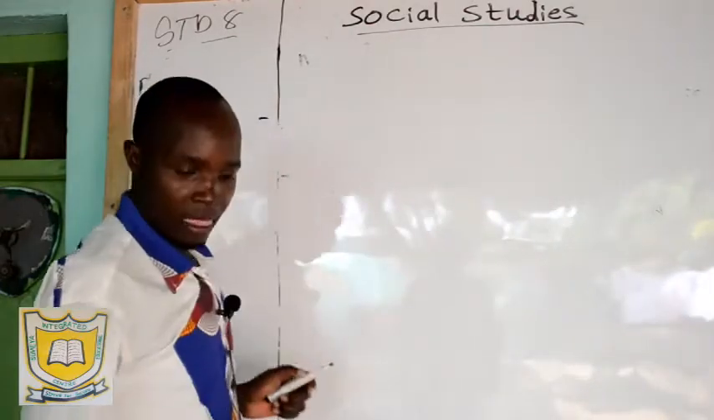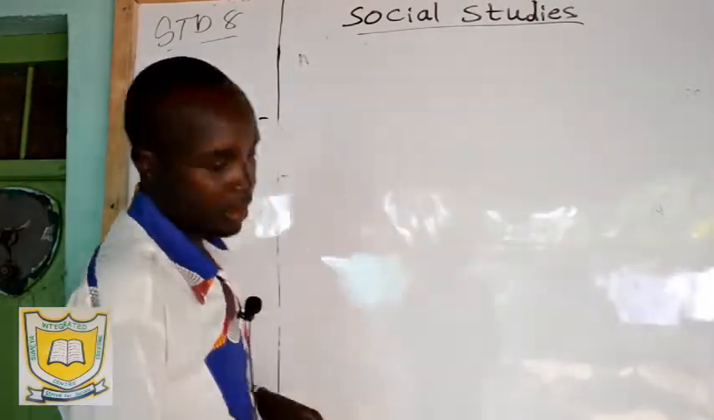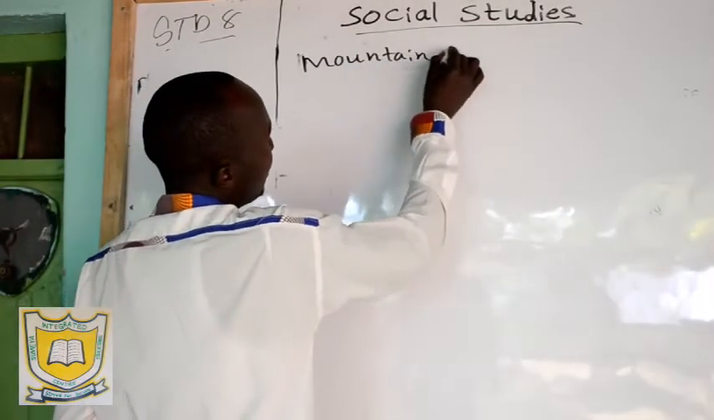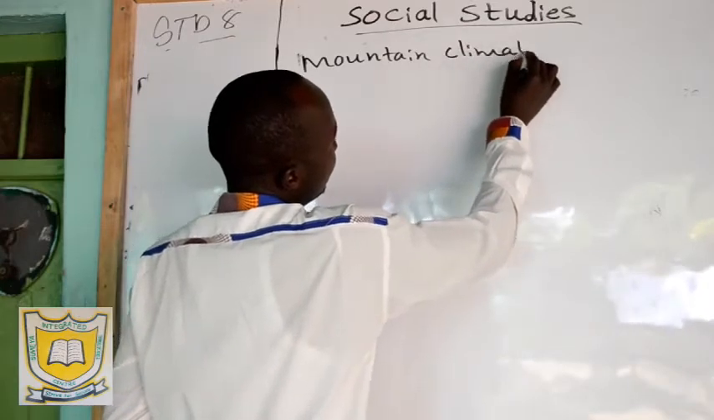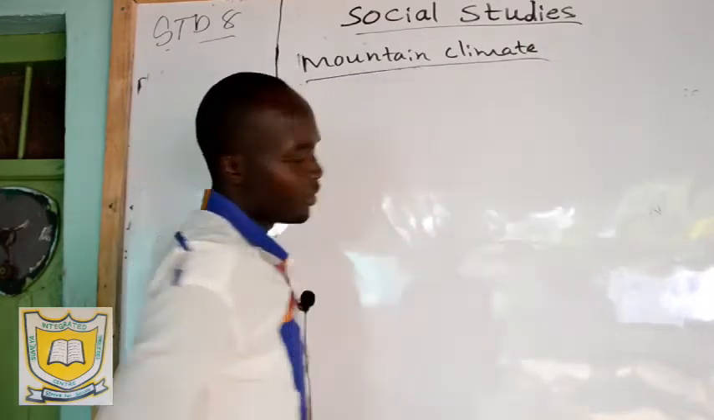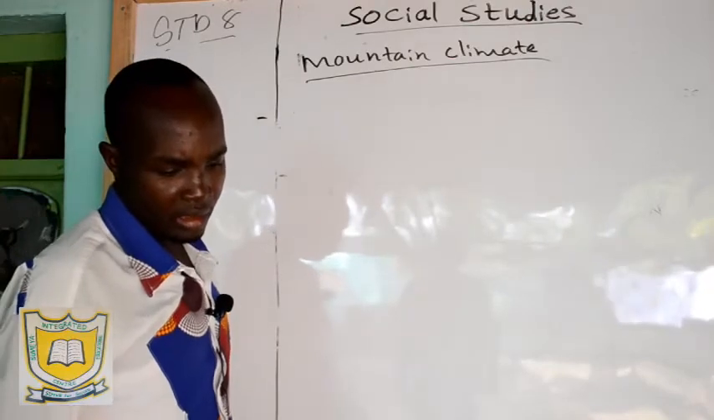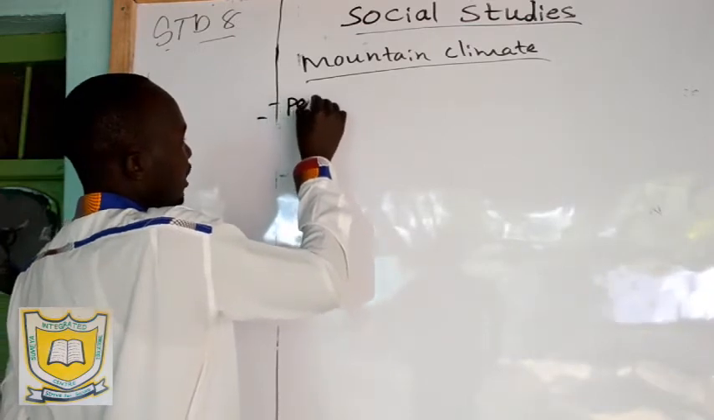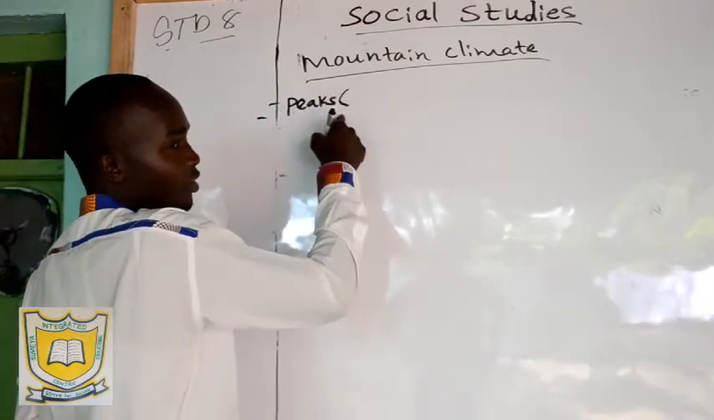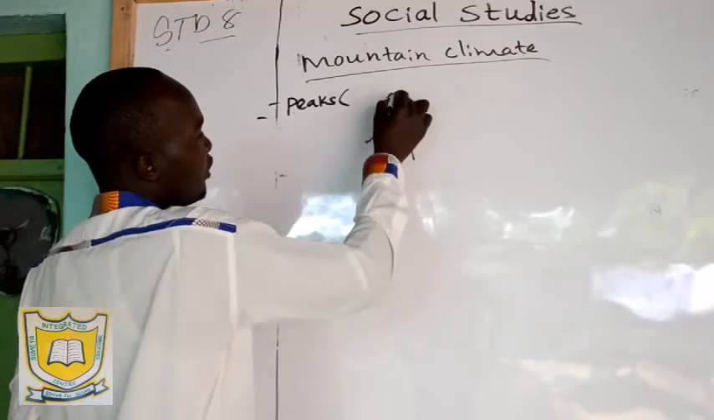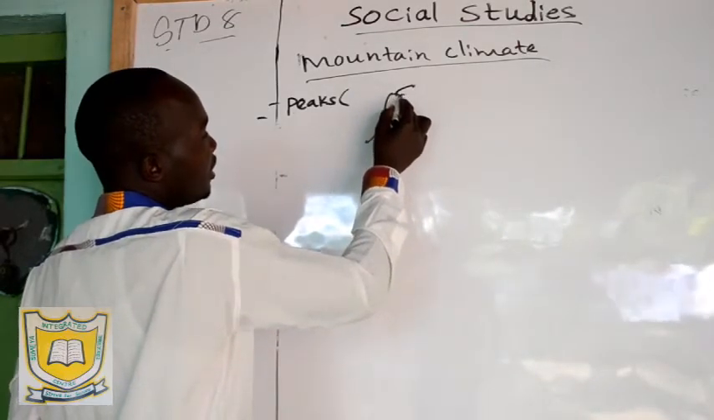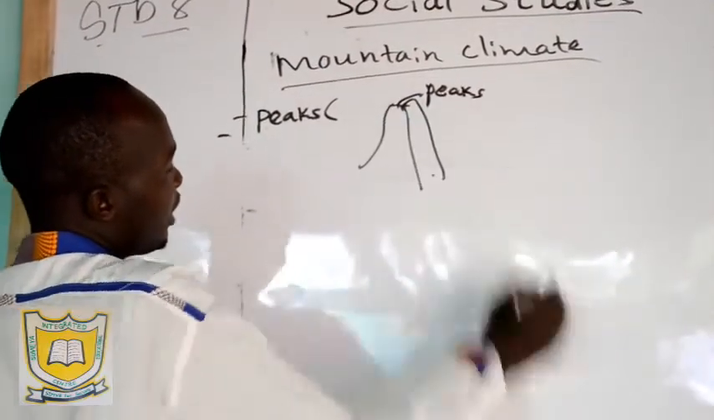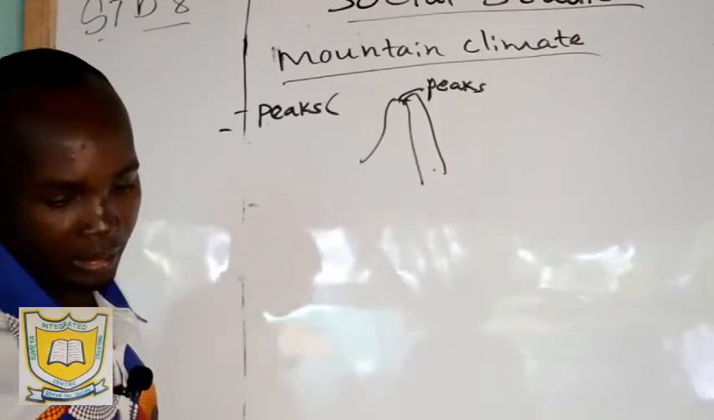And then we want to look at mountain climate. Mountain climate is found on the peaks of the mountain. When we talk about the peaks, we are looking at the highest levels of the mountain here. This is what we call the peaks of the mountain. So mountain climate is found in those areas like that.